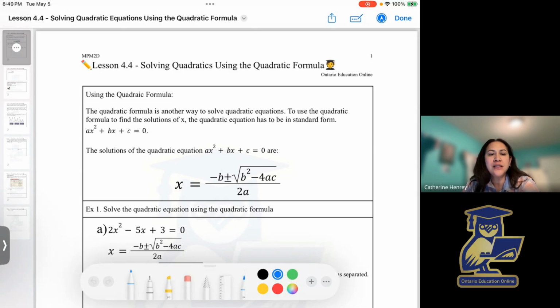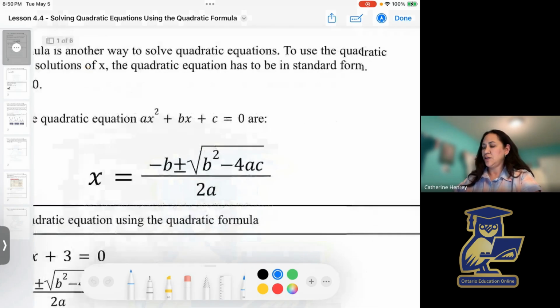Hi everyone, welcome to lesson 4.4, where we're going to talk about one more method of solving quadratic equations, and that's the quadratic formula. Using the quadratic formula is just another way to solve quadratic equations, and the formula is based on a quadratic equation being in standard form. So let's take a quick look.